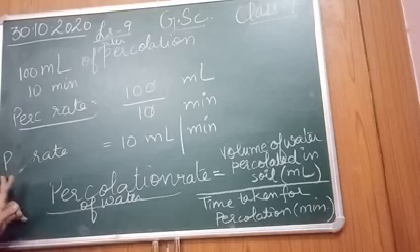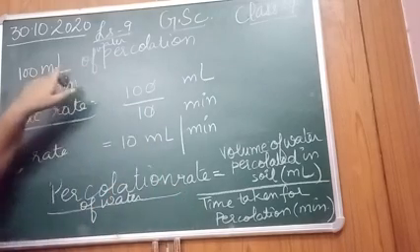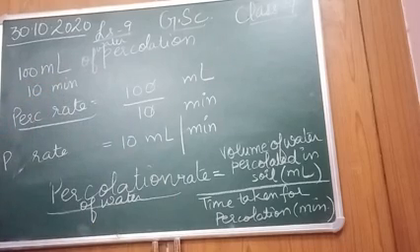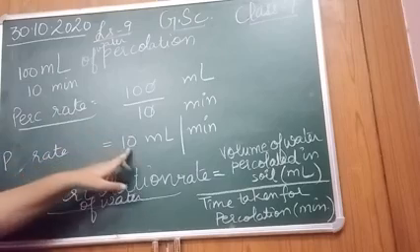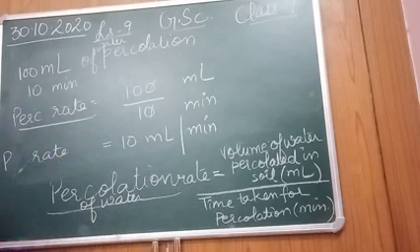So we have found the percolation rate of water, where the volume of water that was percolated is 100 ml and the time taken to percolate is 10 minutes. We calculate and find out that 10 milliliter per minute is the percolation rate of the water.